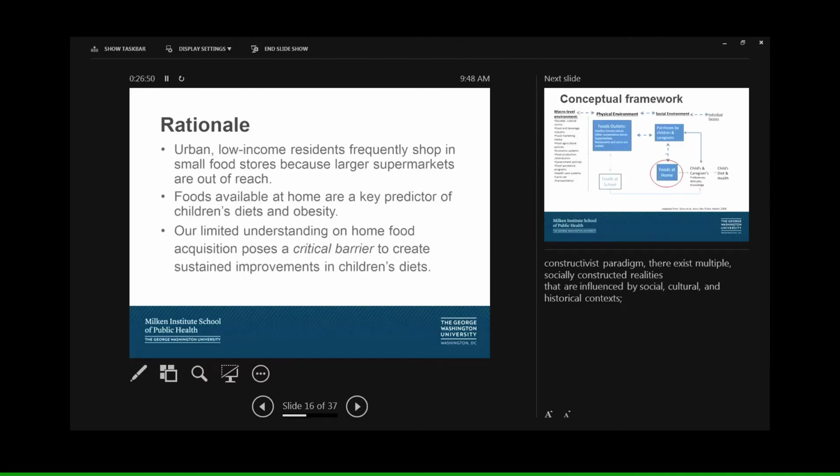And for that, the rationale was that urban low-income residents frequently shop in small food stores because larger supermarkets are out of reach. And we know this because of the Baltimore Healthy Stores. We know this because of other interventions that are happening in Pennsylvania and other parts of the country that are similar. We also know that foods available at home are a key predictor of children's diet and obesity. We have a limited understanding of how home food acquisition actually happens, and this limited understanding poses a critical barrier to creating sustained intervention programs. So my idea was to really understand which strategies would work best with home food acquisition so that we could start a sustainable intervention program with strategies.